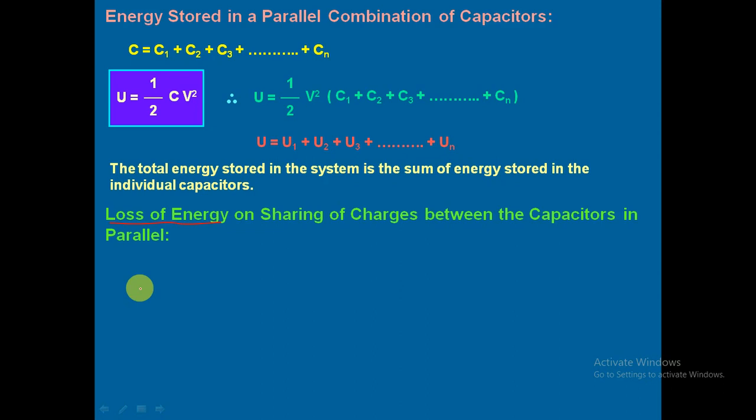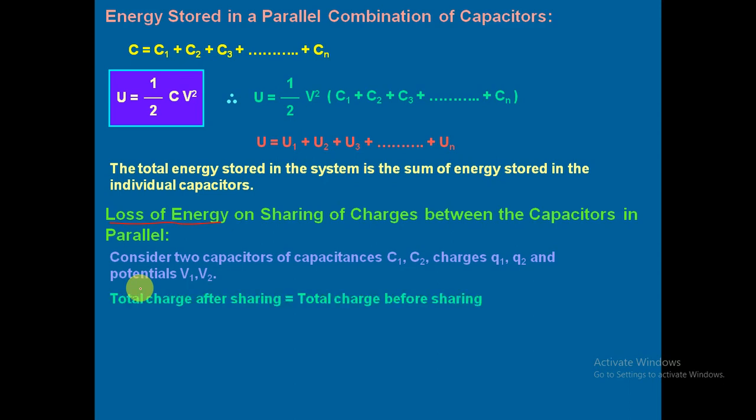So how much loss takes place when you are combining two capacitors in parallel? In this topic, we will see what the loss of energy is when we combine the two capacitors in parallel and the charge is shared between them. Let us consider two capacitors having capacitances C1, C2, their charges Q1, Q2, and their potentials V1, V2.